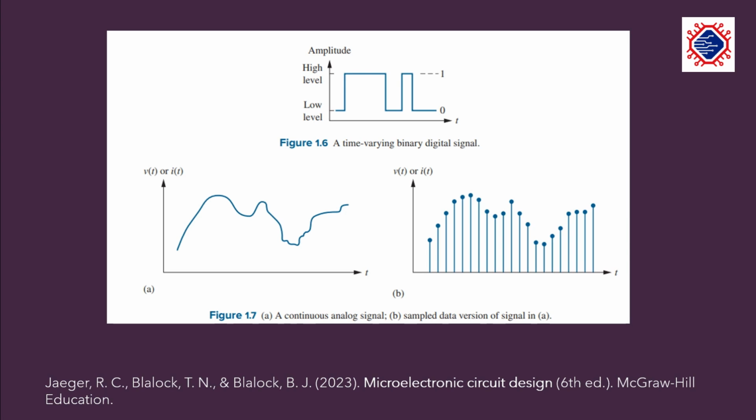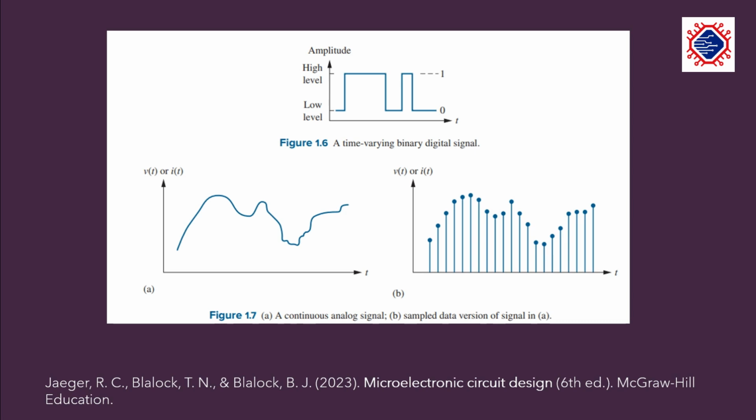Understanding the interface. When working with mixed signal systems, we often need to convert between analog and digital signals. This is where analog to digital converters, ADCs, and digital to analog converters, DACs, come into play. The ADC converts continuous analog signals into a digital format that digital systems can process, while the DAC does the reverse, converting digital signals back into continuous analog form.